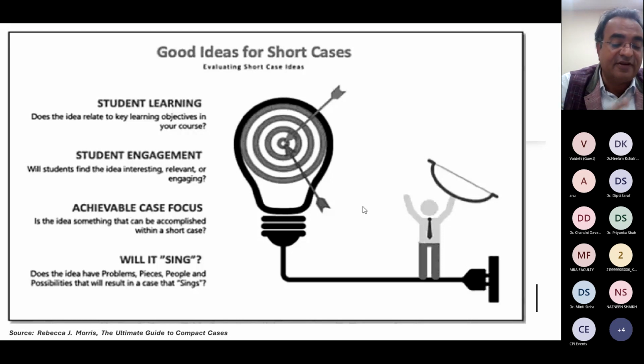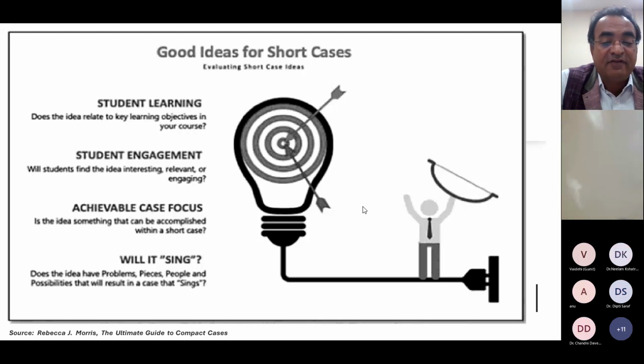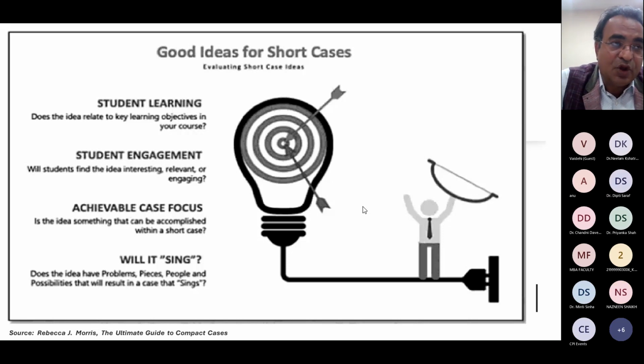Then you're looking at student engagement. Will the students find the idea interesting, relevant, or engaging? In case you choose a company, an industry, or a protagonist which is well known, relevant, current or trending, would it actually engage the students? Would they really enjoy the entire process? Would they be excited about it? As Dr. Shalini talked about Twitter and Elon Musk, if you plan to write a secondary data case, a compact case based on a specific problem or issue related to Twitter and Elon Musk, you need not go into the nitty-gritties, and you can write a wonderful compact case that way.